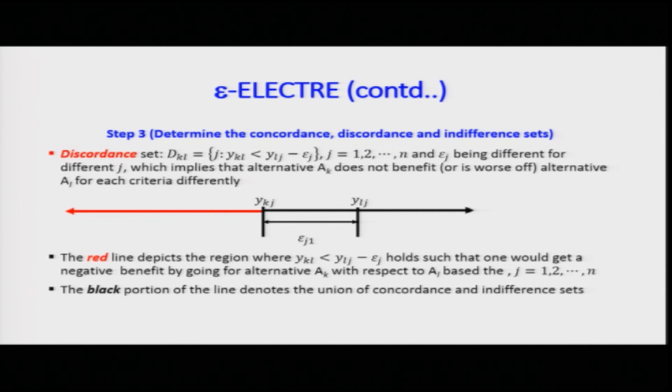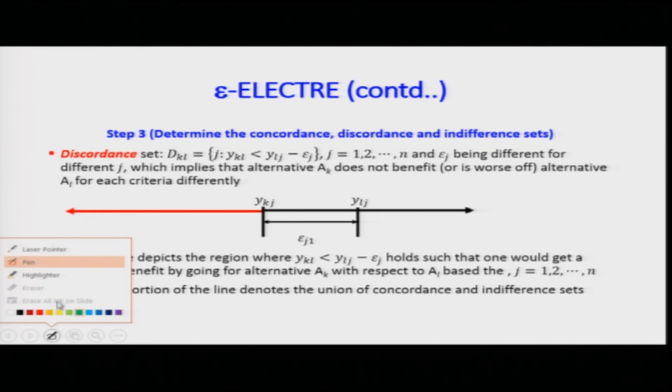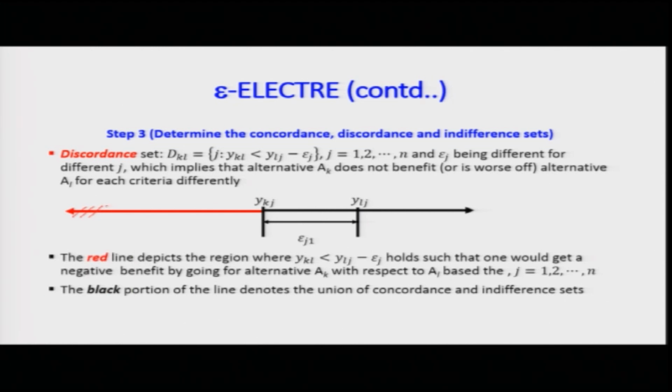Now, let us come to the discordance set. The discordance set would be for those j values where y k l is less than or equal to y l j minus epsilon value. So, the higher or lower epsilon value corresponding to that j would dictate the level of discordance. Here also I have marked red, as it should be. So, this is the discordant region which we have.